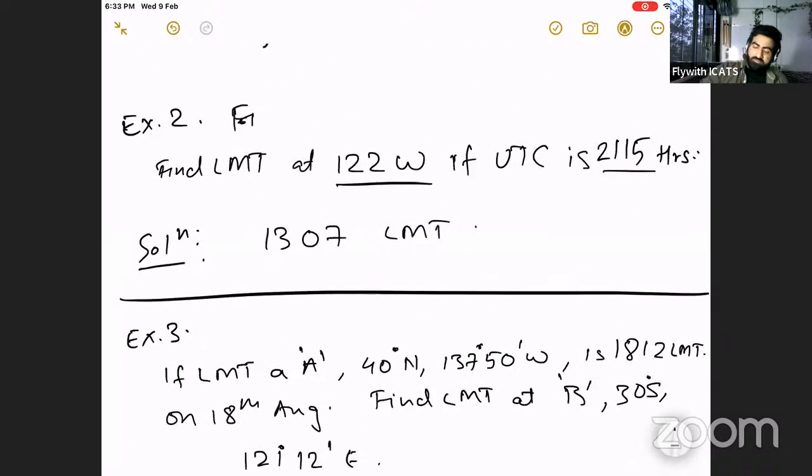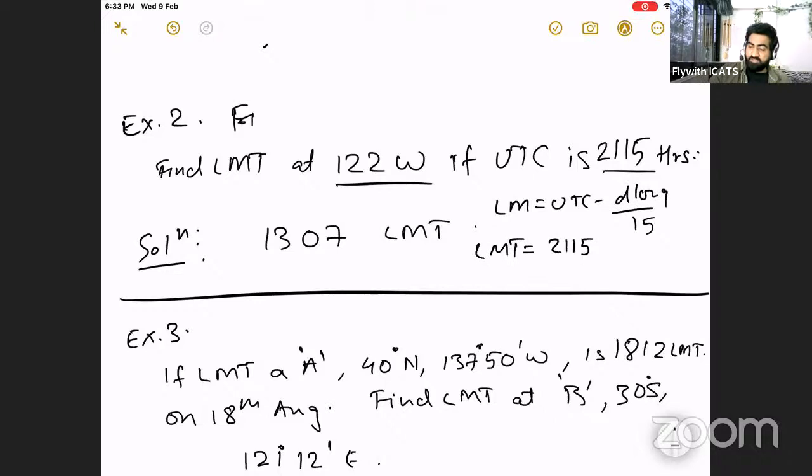I think LMT is equal to UTC minus D long upon 15. Why minus? Because it's west. Now LMT is equal to UTC 2115 minus D long by 15. So why are you not getting it? What is your D long by 15? No, sir, I've added it. Why did you add UTC plus? Yeah. So look at the formula.